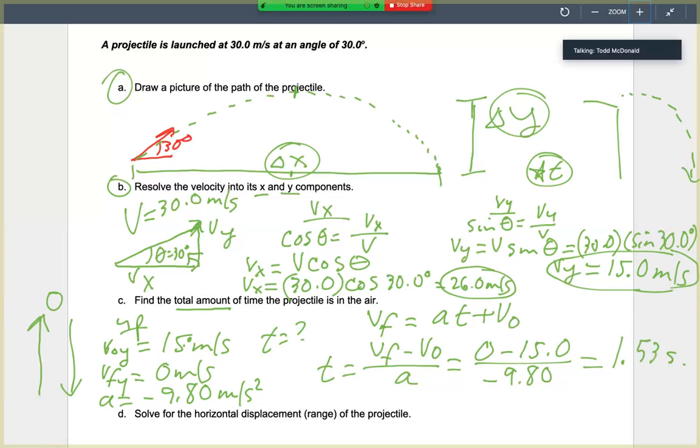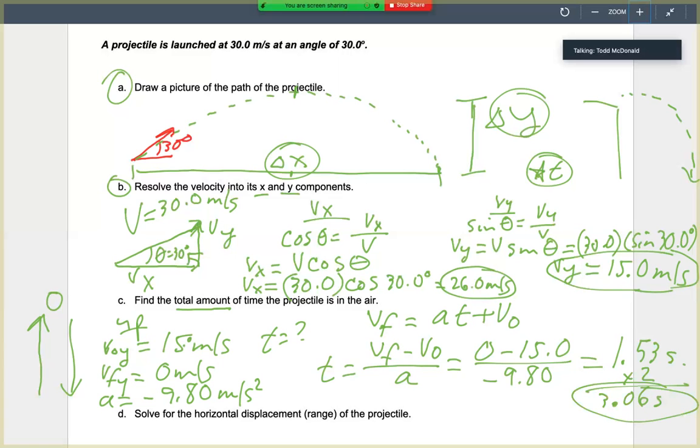1.53 seconds. But be careful. This is the time it takes to go up. Or you can say it's the time it takes to go down. What I need to do is double this so that I get the total amount of time in the air, which is 3.06 seconds. So it takes 1.53 seconds to go up, and it takes 1.53 seconds to go down. That is the first part of this problem. We've got to figure out how much time it's in the air.